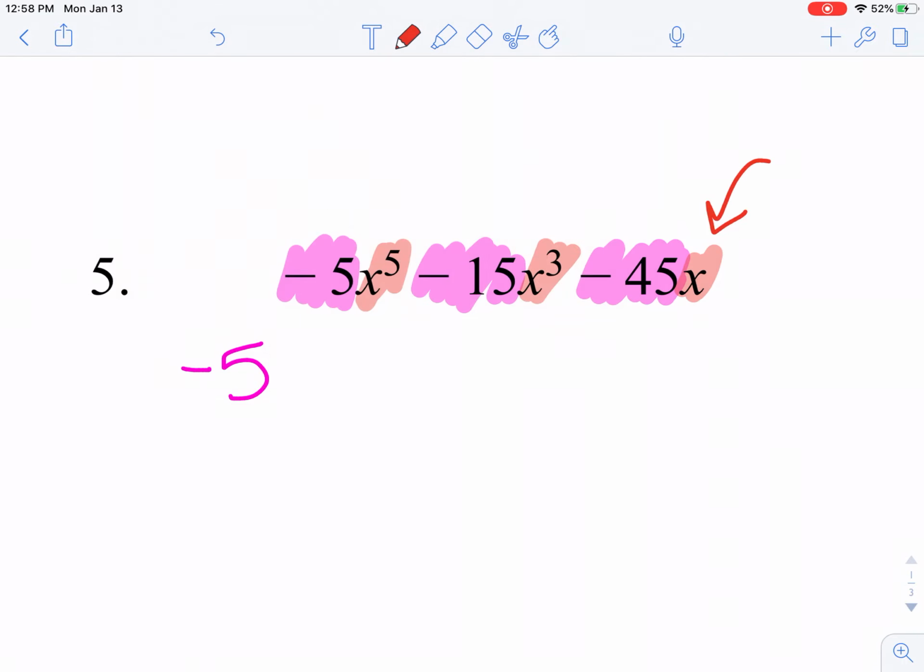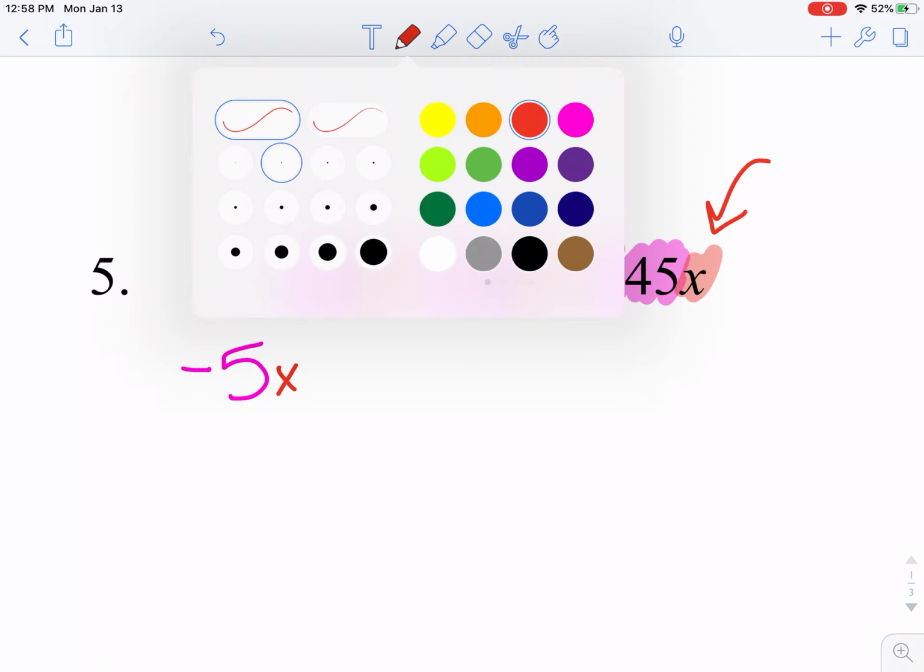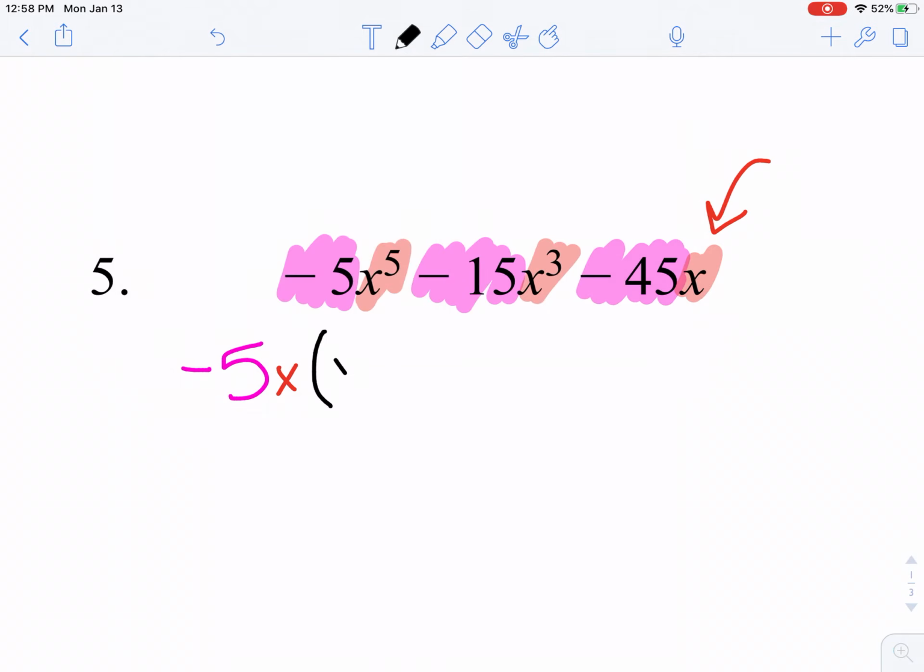Remember, we have to look for that lowest highest power almost. So all we can pull out here is that 1x, and then I'm left with an x to the 4th in this first term because I took out a negative 5x. So if we divide that negative 5x to the 5th by negative 5x, all I'm left with is an x to the 4th. And then if I have negative 15 divided by my negative 5 that I took out, I have a positive 3. And the x cubed divided by x leaves me with an x squared.